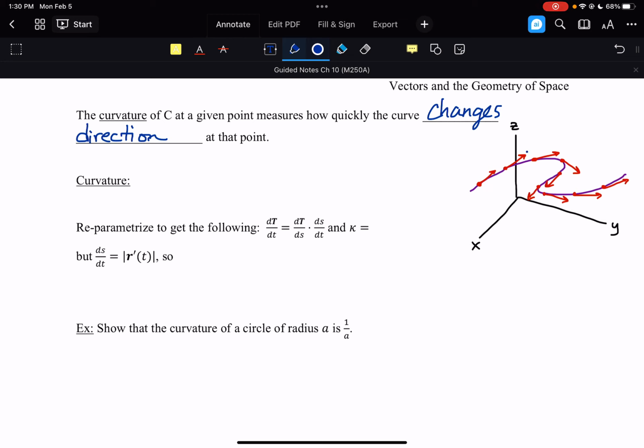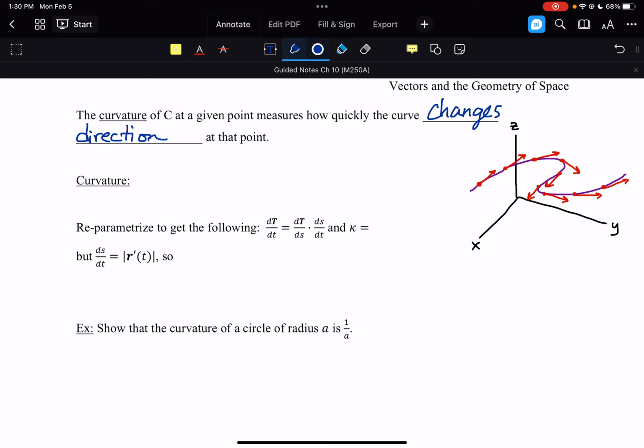So notice from here to here, these tangent vectors are pointed almost the exact same direction. There's not a lot of change, not a lot of turning happening here. But from here to here, these vectors do almost a complete 180 in direction over relatively the same amount of distance. So the value of the curvature here should be very high. So curvature is giving us a numerical value at any given point that will tell us how much the curve is turning or changing direction, or curving, if you will, at that given point.